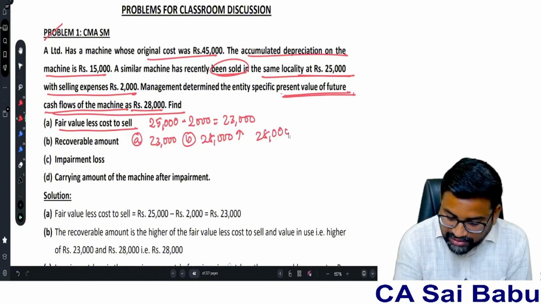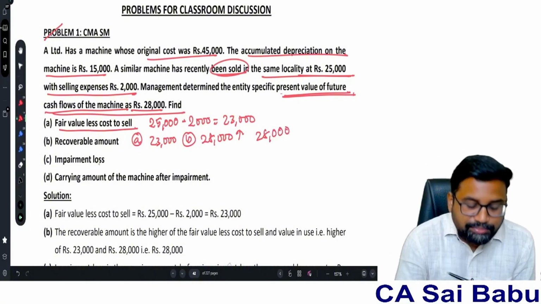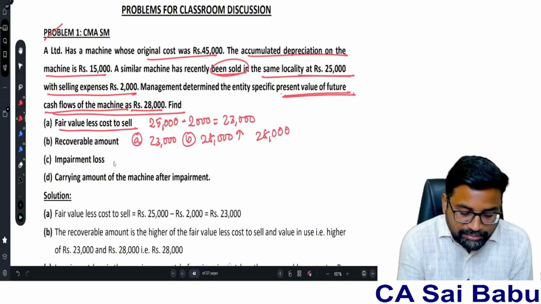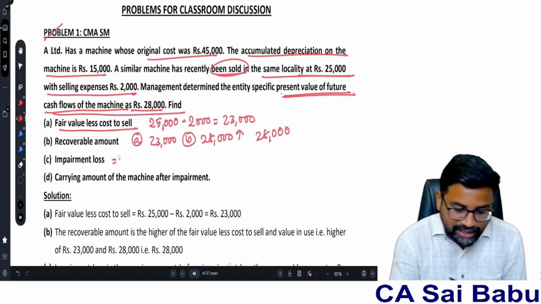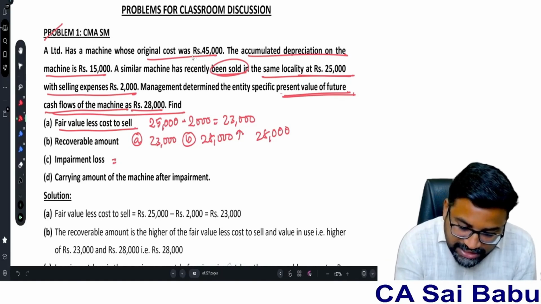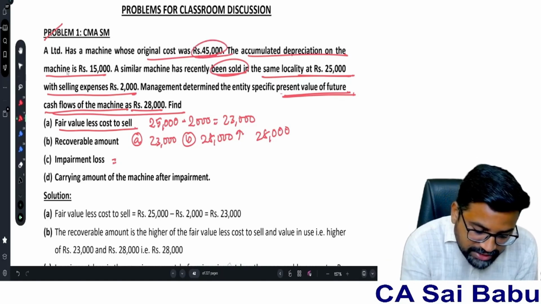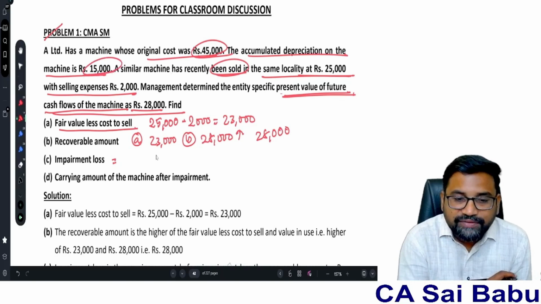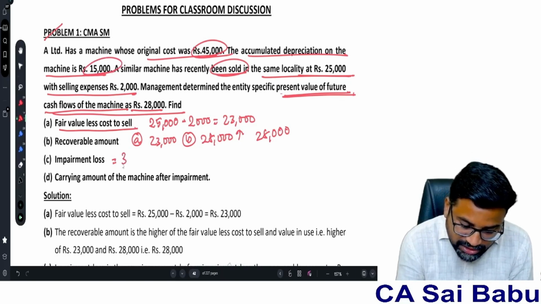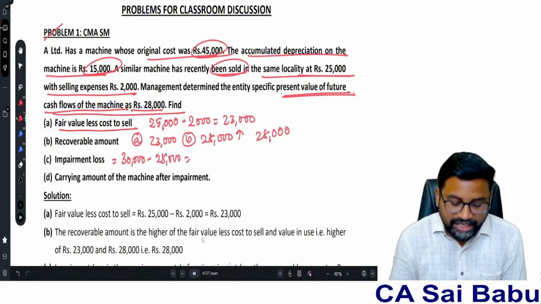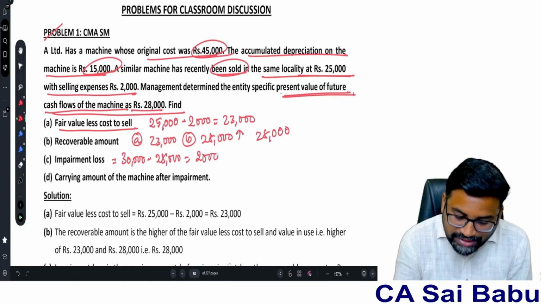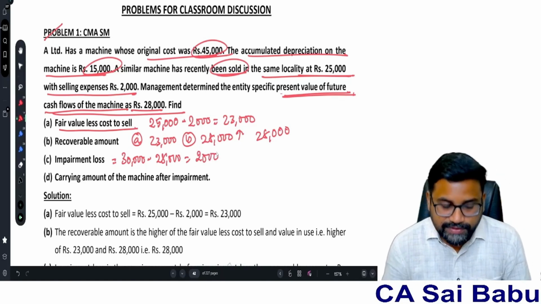So answer is 28,000. And what is impairment loss? Can you tell me how to calculate impairment loss? Impairment loss is equal to carrying amount minus recoverable value. What is the carrying amount of the asset? Actually, original cost 45 minus accumulated depreciation 15. So 45 minus 15, it is 30,000. Minus recoverable value 28,000. So carrying amount is more than recoverable value by 2,000. So therefore, this 2,000 will be our impairment loss.